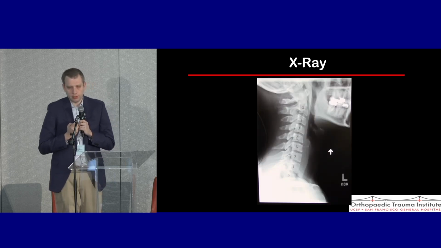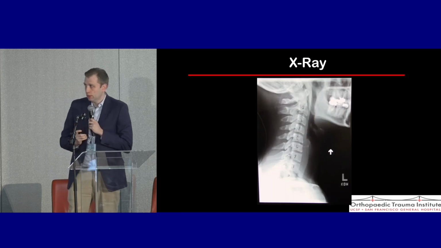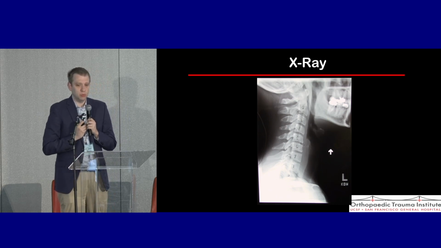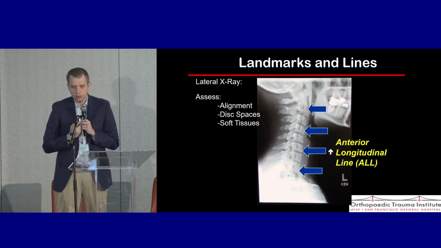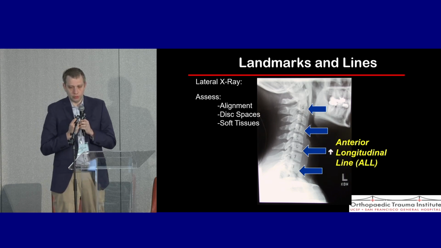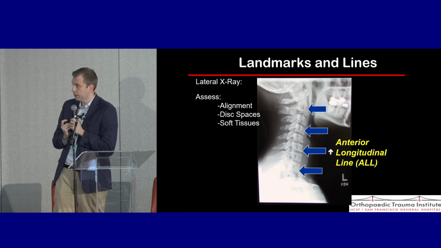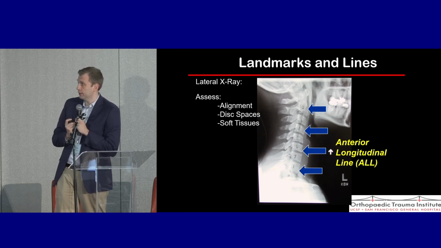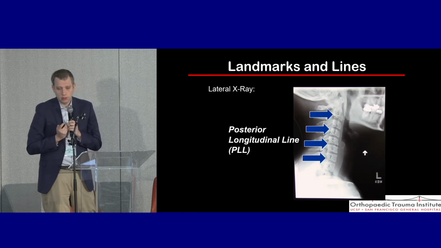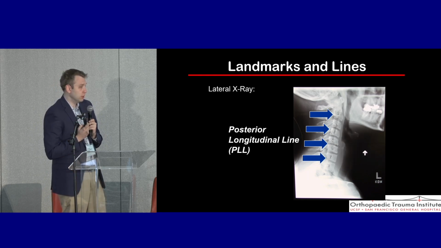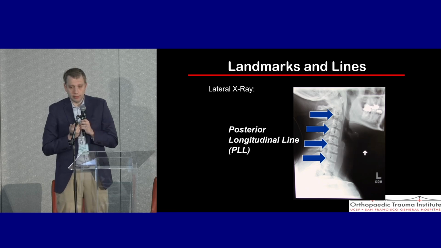So when looking at your upright X-rays, you want to make sure that you're able to see down to T1. You're looking at the anterior longitudinal line, want to make sure that it's continuous, and that's a line that goes along the anterior aspect of the vertebral bodies. You're assessing alignment, the disc spaces, and the soft tissues.